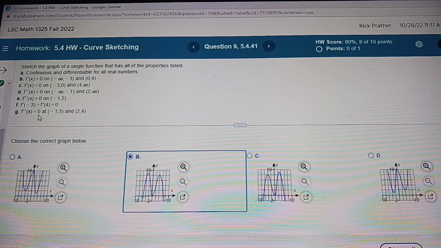And then the second derivative is 0 at -1, 3, and at 2, 4. Those would be inflection points. The second derivative being 0 is an inflection point. At -1, +3, right there. See, that is the inflection point because it's concave down up to that point, and then it's concave up after that. And then at 2, 4, right there. That's where it stops being concave up, and then it switches to concave down. Although I knew that the answer was B after I got through evidence F.